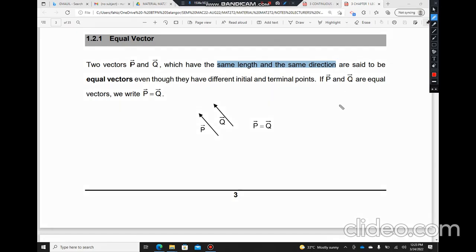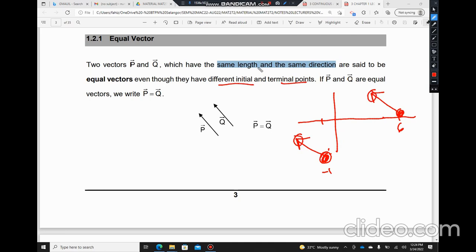Contoh macam ni. Katalah saya buat dalam bentuk grid macam ni. Contohnya kalau P berada dekat sini, Q berada dekat sini. Tapi initial point dia maknanya point dekat sini tak sama. Yang ni nilai yang negatif, contohnya dia berada pada kedudukan negative 1. Yang ni berada pada kedudukan contohnya 6. So initial point dia tak sama, and then terminal point dia pun tak sama. Tapi since dia ada same length, contohnya panjang dia kat sini 4 cm, yang ni pun 4 cm, and same direction, arah dia sama, so dia adalah equal vector. So kita boleh panggil dia sebagai equal vector.